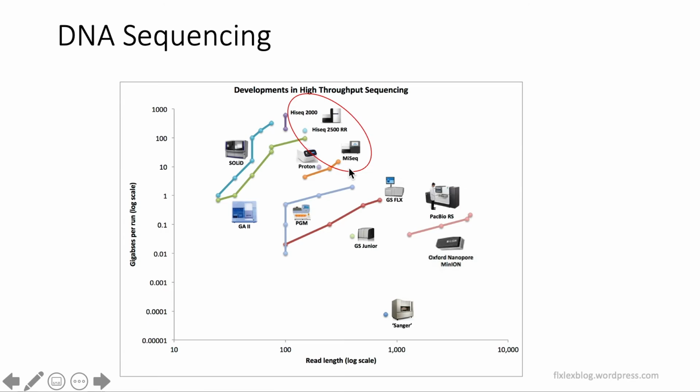If you are interested in other kinds of research, for example de novo assemblies, then maybe PacBio or Nanopore are more interesting for you because they produce longer read lengths. That means it's going to be easier to get a de novo assembly with these methodologies.